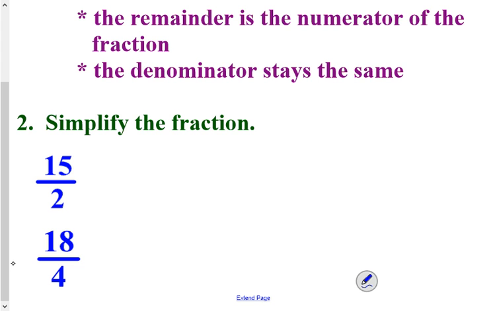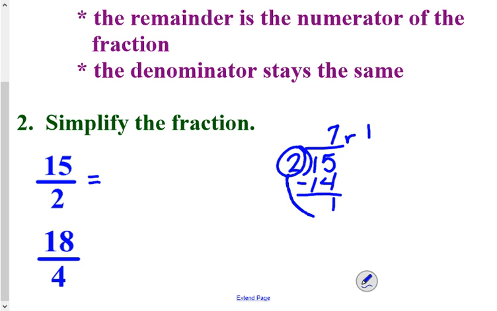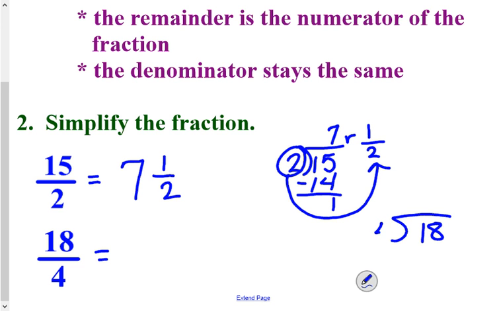So for 15/2, that really means to do 15 divided by 2. And if we solve 15 divided by 2, we're going to get 7. 2 goes into 15 7 whole times with 1 left over. So 7 remainder 1. Think about just bringing that denominator right over here and putting it under the remainder. And there's our mixed number. So 15/2 equals 7 1/2. For 18/4, we can think about 18 divided by 4.